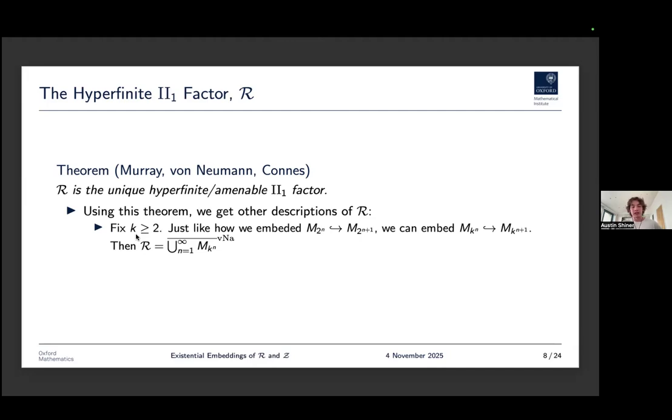So for our first example, we can do exactly what we did for the construction of R, but just by picking a number other than 2. So if we fix some k, at least 2, just like how we embedded M2 to the n inside M2 to the n plus 1, we can embed Mk to the n inside Mk to the n plus 1 as well. Then we take a union, we embed these into B of H and take some sort of strong operator topology closure, and this will be isomorphic to R as well. For instance, we can do this with M3 to the n. This will be relevant when we're talking about what the right C-star algebraic analog of R should be.